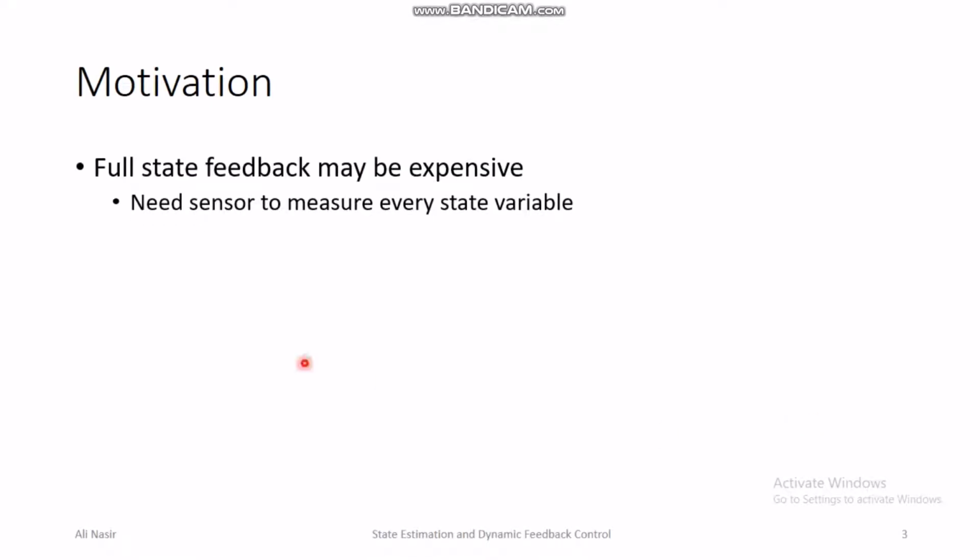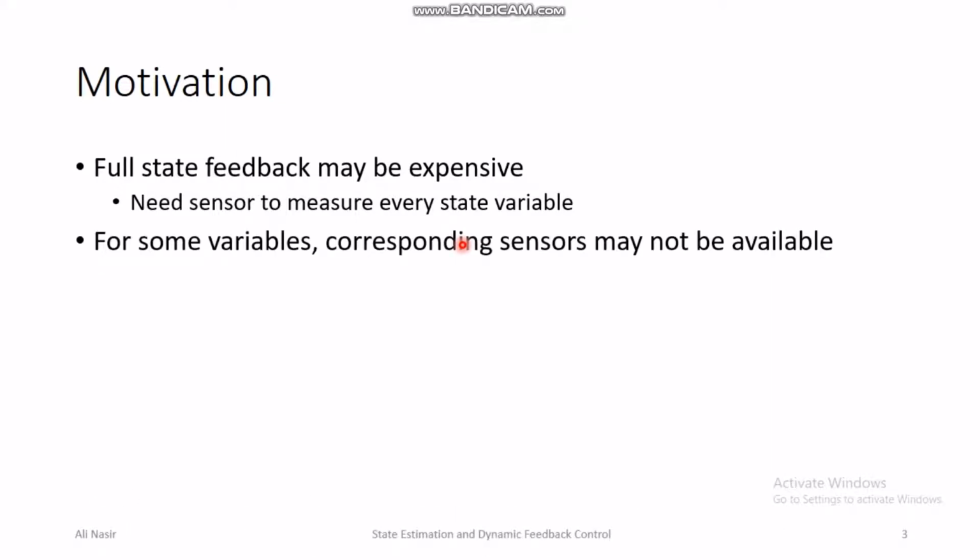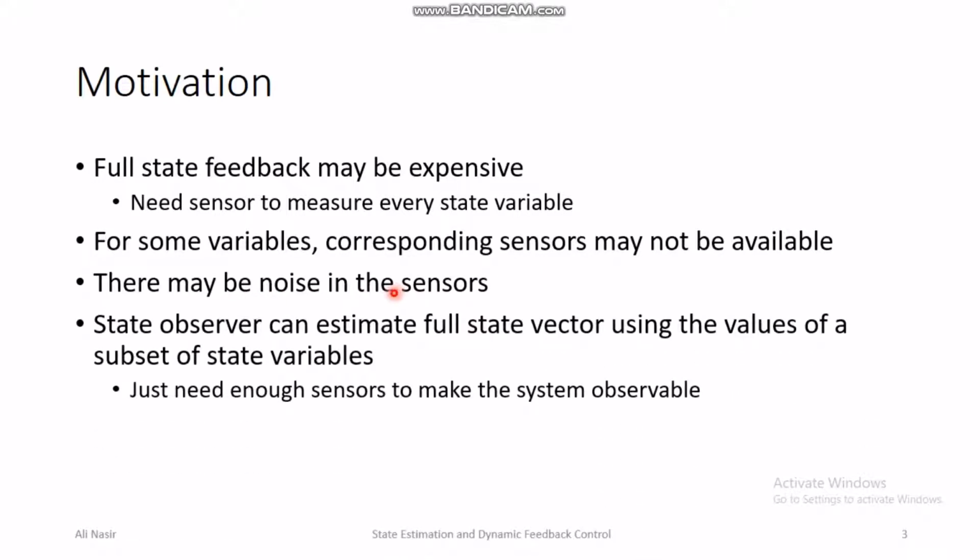So the motivation for today's lecture is that full state feedback may be expensive, and we need more sensors to measure every state variable, so this increases the cost of the project. For some variables, corresponding sensors may not be available. That's another problem, and there may also be noise in the sensors.